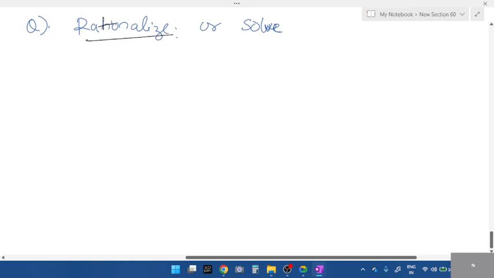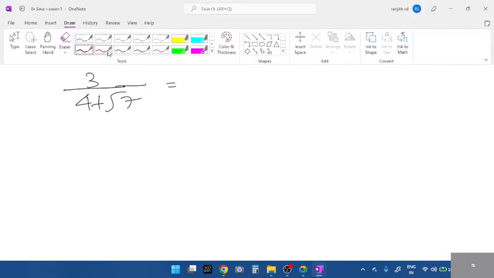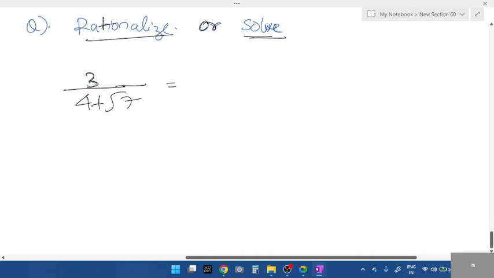They'll give you rationalize or they'll give you to solve. They'll give the question as solve. Here I have not written to find the square root, nothing. They'll just give you rationalize or solve. And the question is 3 by 4 plus root 7. How do we solve this? First check the numerator. Can we further factorize or simplify the numerator? All of you will respond. No, right? We can't factorize or simplify.